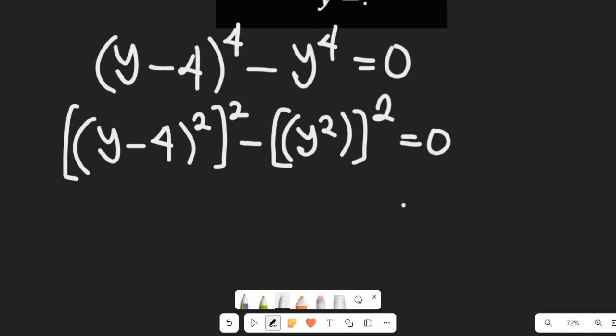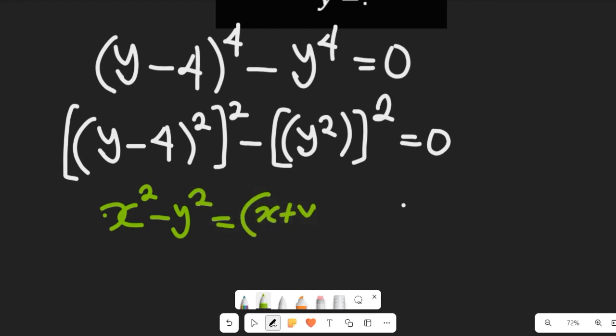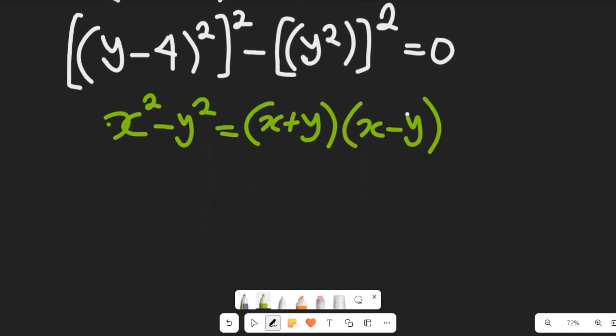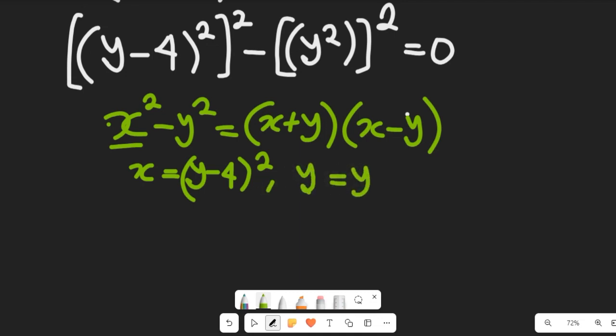Why do I say that? Because we have x squared minus y squared, which can be equal to (x + y)(x - y). From that expression, you can see that the value of our x here will be equal to (y - 4)^2, and the value of y will be equal to y squared.